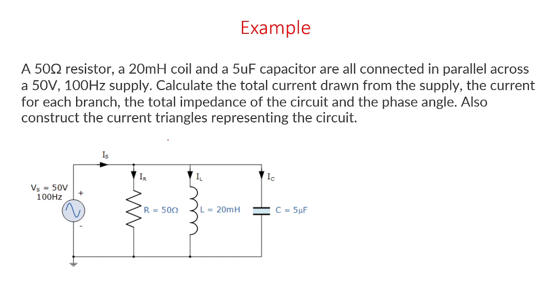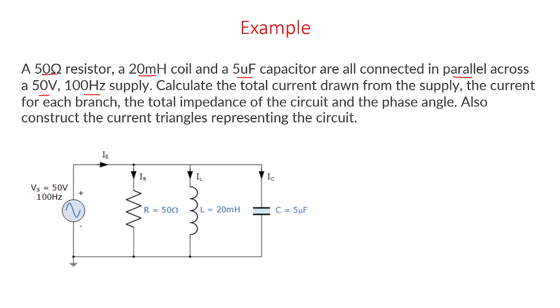So this is the example, and in this example we are given a resistor of 50 ohm, an inductor of 20 millihenry and a capacitor of 5 microfarad. All are connected in parallel across a voltage source of 50 volt and 100 hertz frequency. So we have this information: resistor is 50 ohm, inductor is 20 millihenry, capacitor is 5 microfarad, and voltage source is 50 volt with 100 hertz frequency. All are connected in parallel.